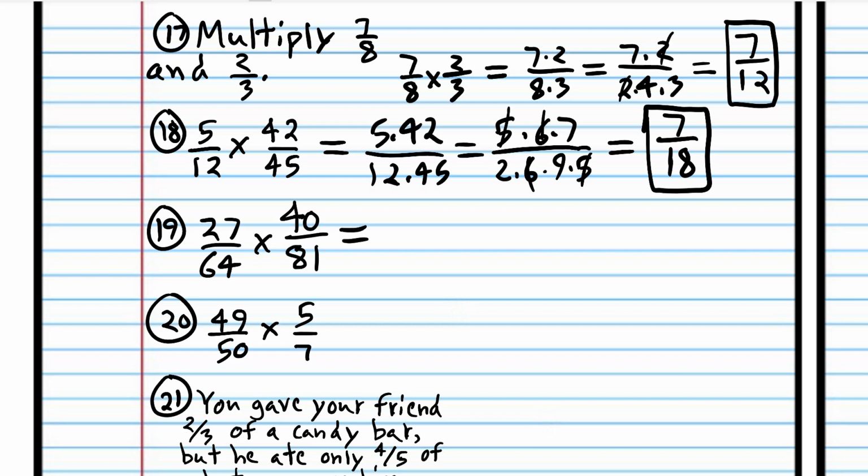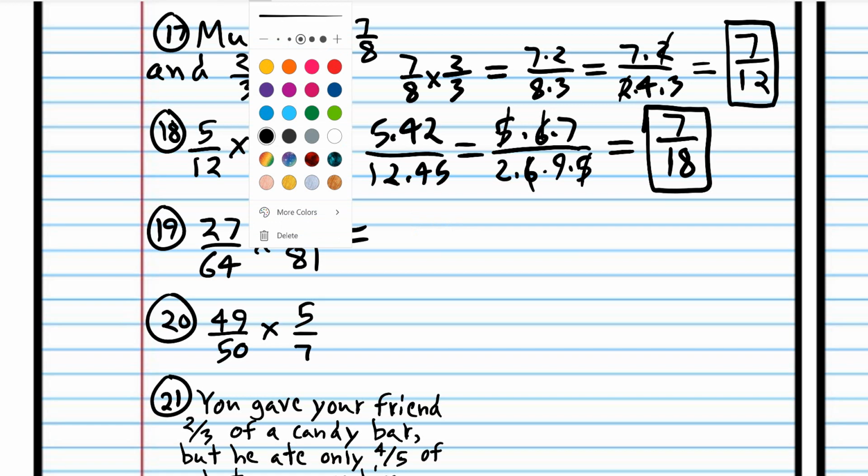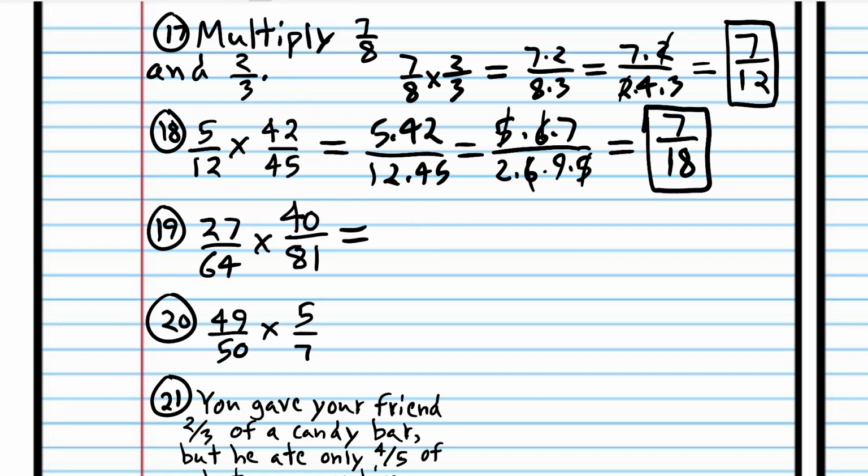All right, we're back. 27 times 40, so just write it in factored form. I think I'm going to write in smaller or thinner ink here because these are going to be big numbers. 27 times 40 over 64 times 81. 27 is 3 times 9. 40 is 5 times 8. 64 is 8 times 8. 81 is 9 times 9.